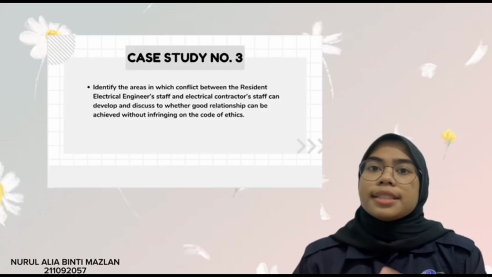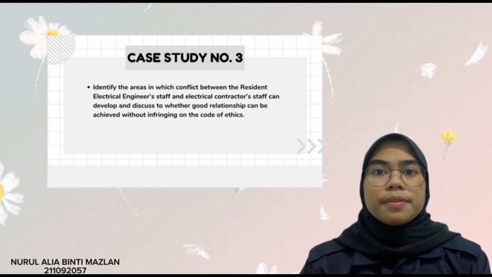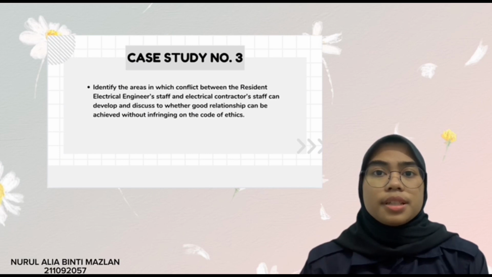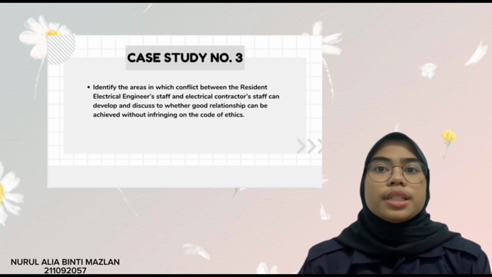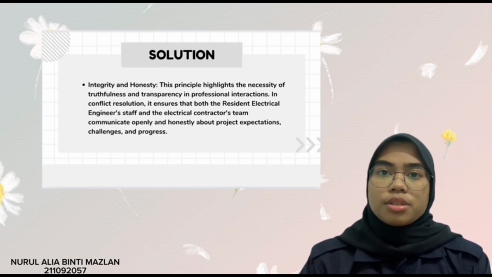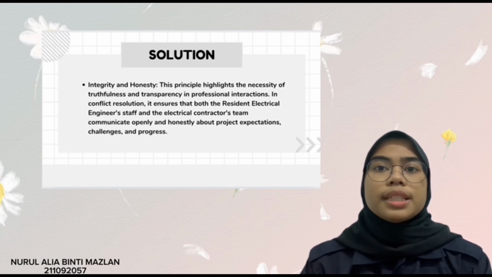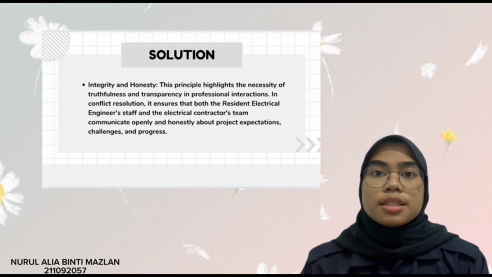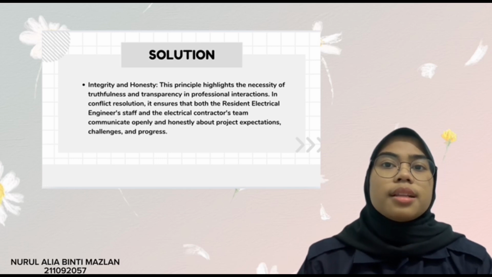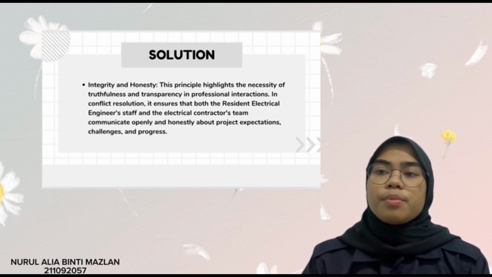Case number 3. Identify the area in which conflict between the resident electrical engineer staff and electrical contractor staff can develop and discuss whether correlation can be achieved without infringing on the code of ethics. That is the solution. Integrity and honesty. This principle highlights the necessity of truthfulness and transparency in professional interaction. In conflict resolution, it ensures that both the resident electrical engineer staff and electrical contractor team communicate openly and honestly about project expectations, challenges, and progress.